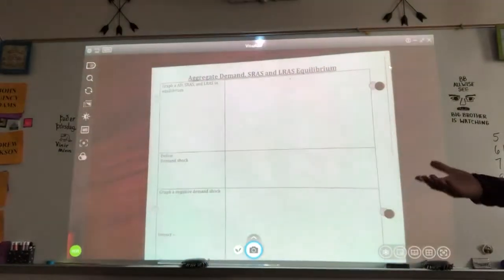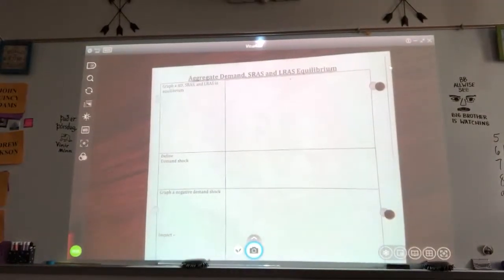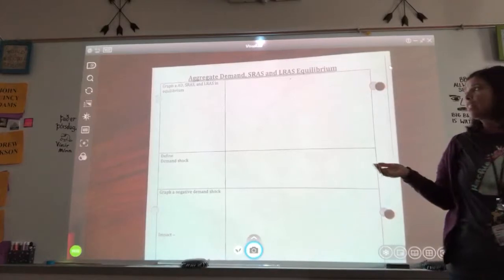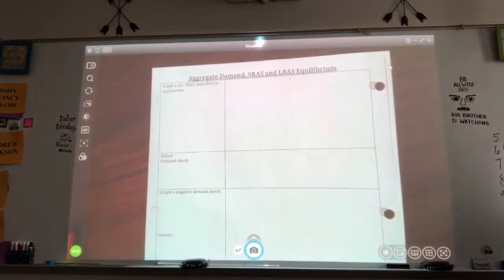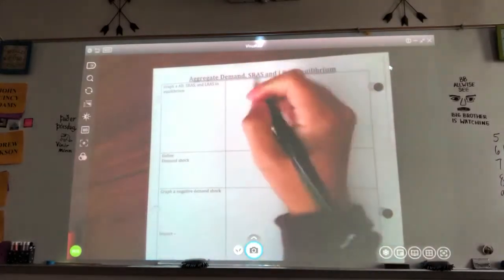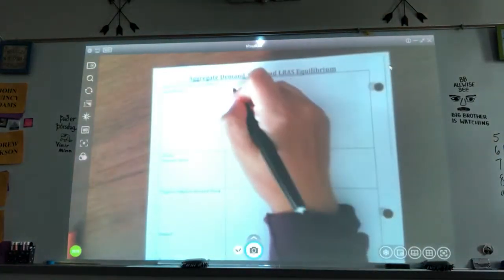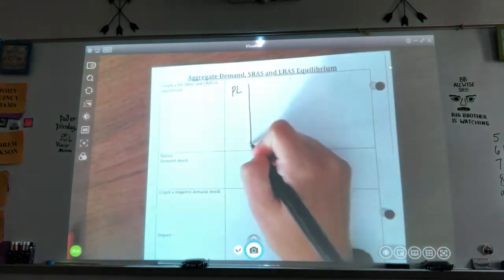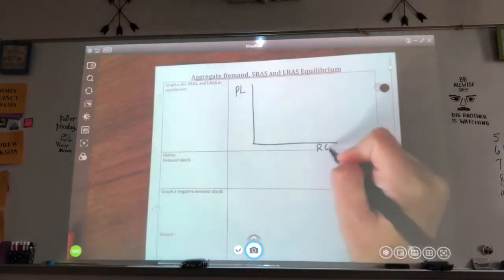We are starting on the back side where it says graph aggregate demand, short run aggregate supply, and long run aggregate supply at equilibrium. So I'm going to do this with y'all because I know we just did this. It wants us to graph everything at equilibrium. This is price level. This is real GDP.